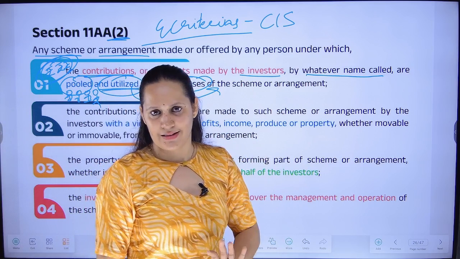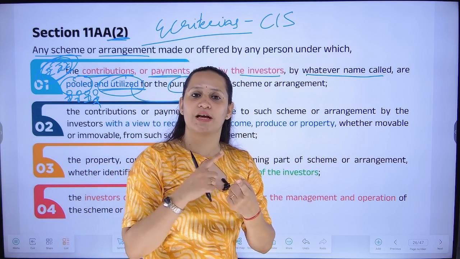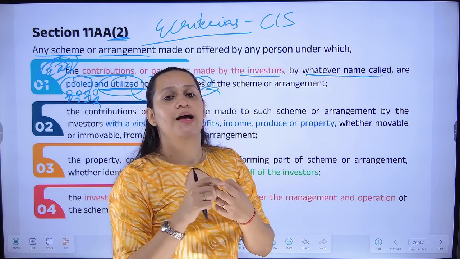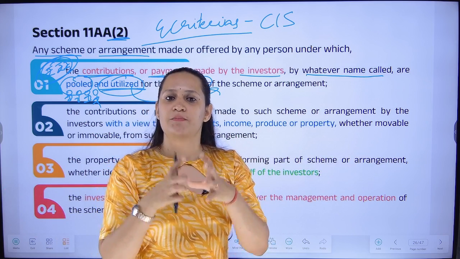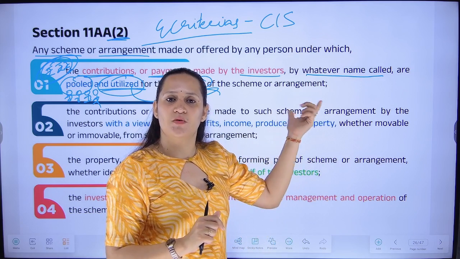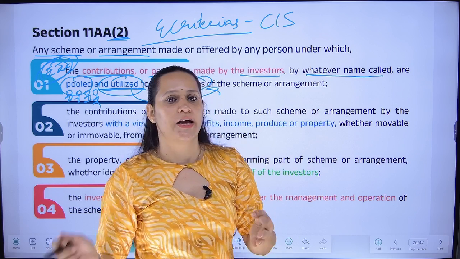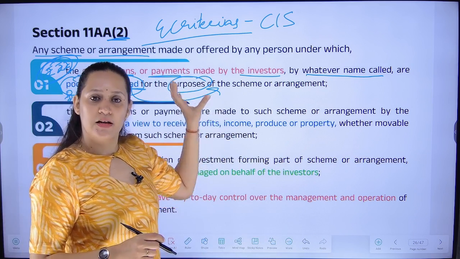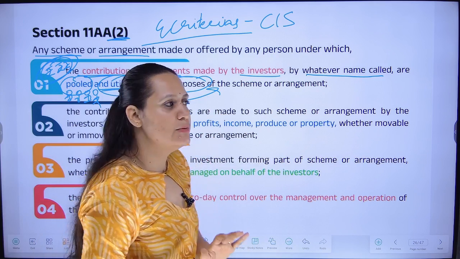So what is the criteria? There should be some money given by the investors. That money is some kind of consideration for investment. That money is pooled in from a lot of investors, and the money that has been pooled in is going to be utilized for the purpose specified for that particular scheme, whether it is for growing crops, whether it is for taking a holiday package, whatever may be the activity. If this first point is satisfied, you are moving ahead to be called a collective investment scheme.